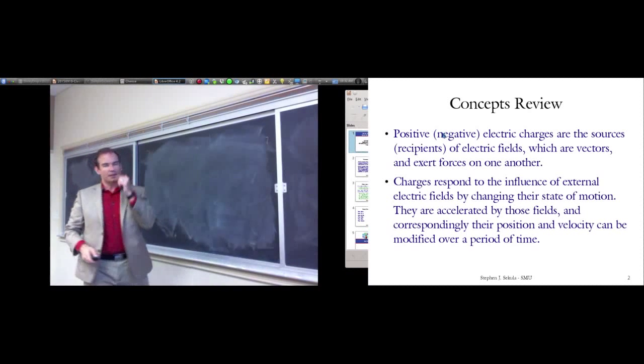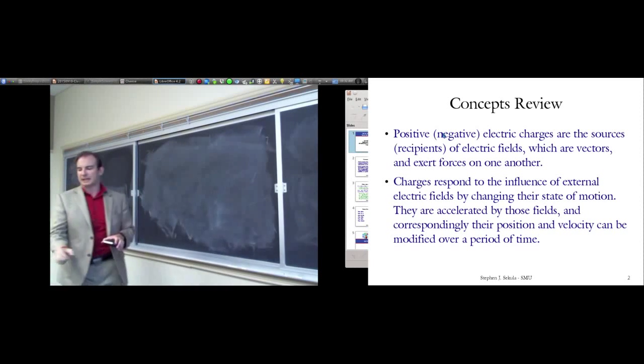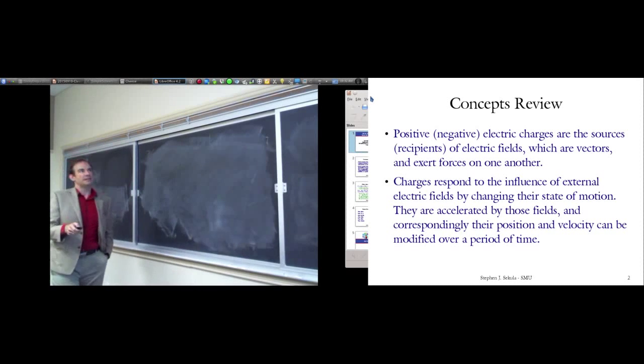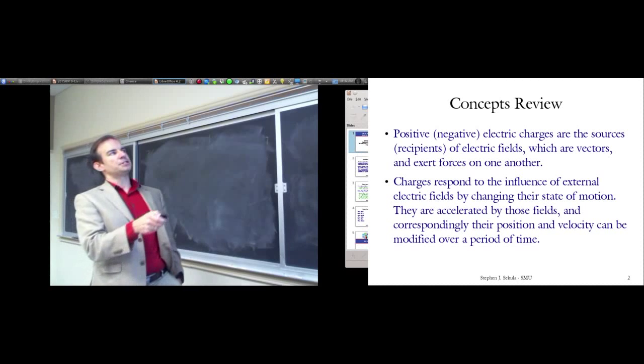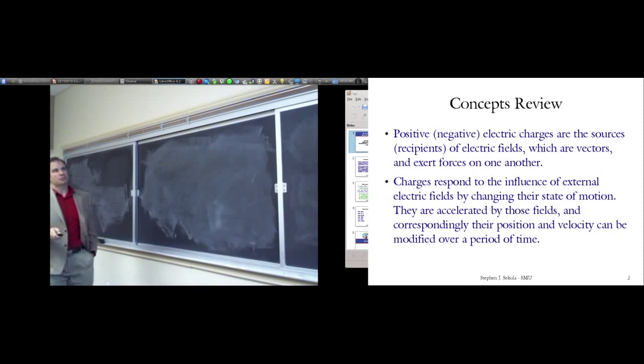Okay, all right, so concepts. In the reading and in the video, we've started exploring energy, but just to review what we've done up till now, and it can all be summarized basically on one slide: we have positive and negative electric charges. They're the sources, or in the case of negative charges, the recipients of electric fields. Those fields are vectors, and charges can exert forces on one another through this electric field. Charges respond to the influence of an external electric field by changing their state of motion. So electric fields tell charges how to accelerate.